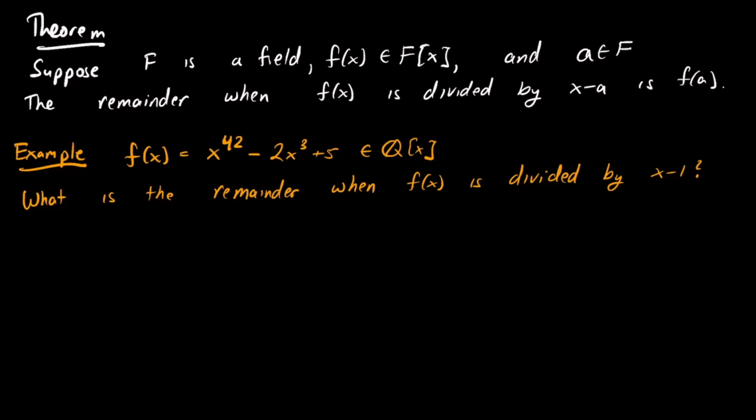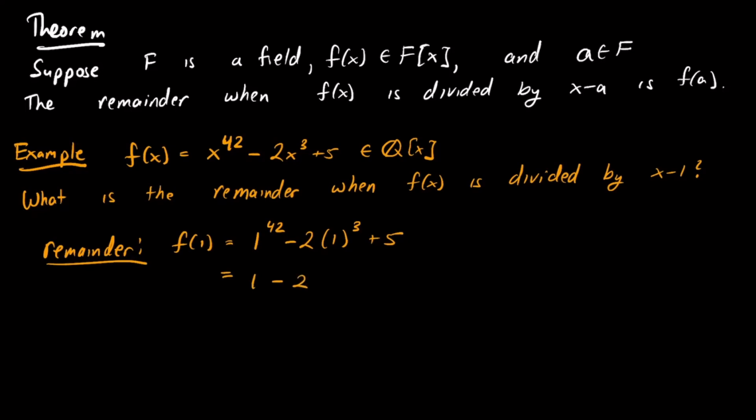So my theorem above tells me that all I need to do to find this remainder is to compute f of 1, right? So the remainder, according to my theorem, is just going to be f of 1. And f of 1 in this case is going to be 1 to the 42nd power minus 2 times 1 cubed plus 5. And what does that equal? This is going to be 1 minus 2 plus 5. And that gives me an answer of 4. Right? So this is my remainder.